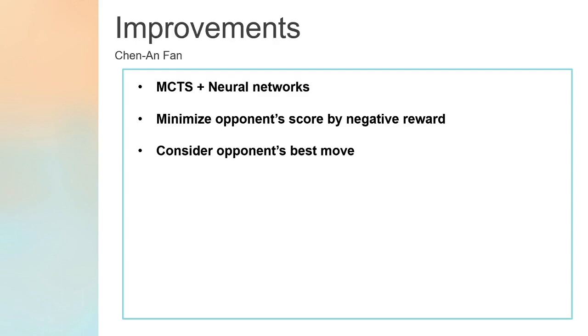In order to solve those challenges, in the future, we could combine MCTS with a neural network to let the agent learn from experience. Also, treat our opponent's scores as negative reward to minimize them. Finally, assume our opponents always select the best move for simulation.